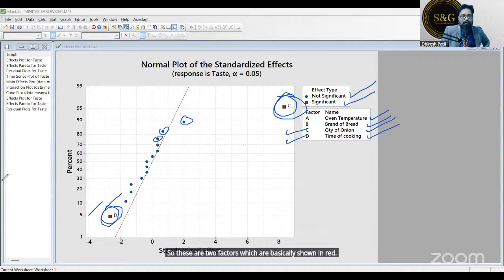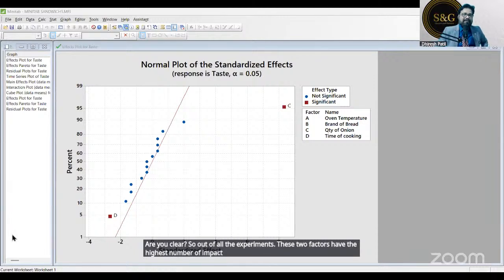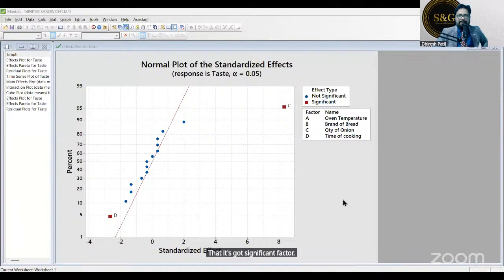Are you clear? So out of all the experiments, these 2 factors have the highest impact on our test. Clear, everybody? That is called significant factor. Just type yes in the chat box. Clear? Just give me yes in the chat box, everybody.